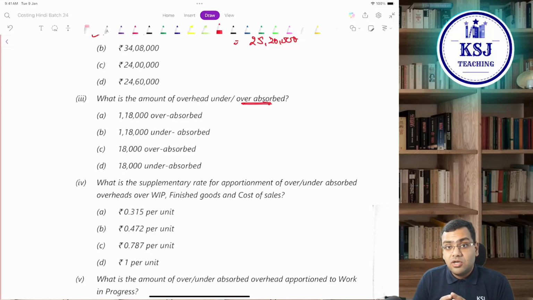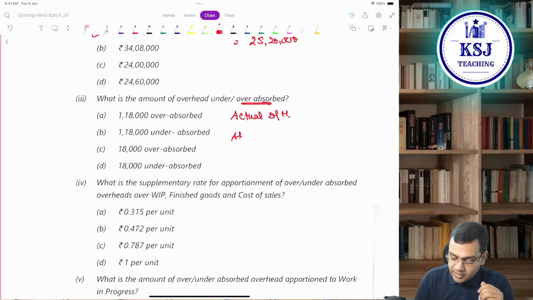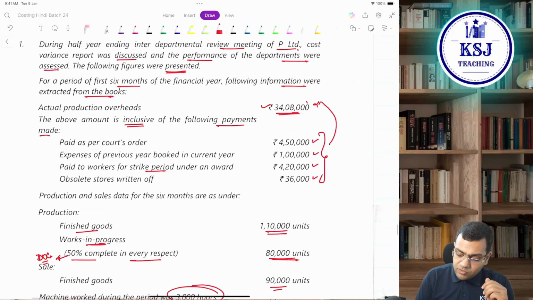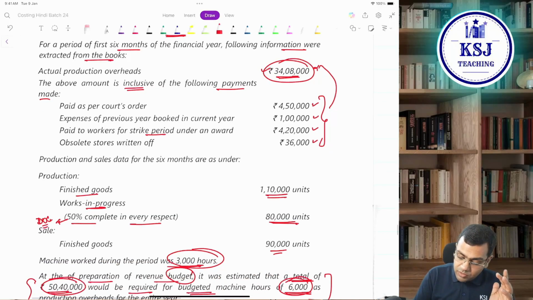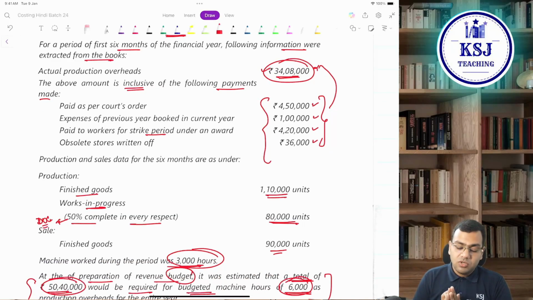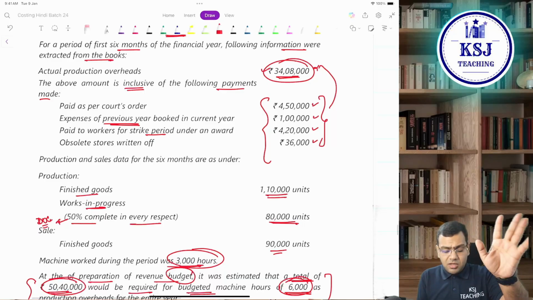Now, what is the amount of over or under absorbed overheads? To calculate the under or over absorbed overheads, one thing that you need is actual overheads. Second thing that you need is absorbed overheads. Absorbed overheads we have just calculated, that is 25 lakh 20,000. Now we will calculate the actual overheads. Sir, can we take 34 lakh 8,000 as actual overheads? No, we cannot take that. Why? Because when we are taking the actual overheads, we have to take related to the current period and related to the production. So you have to remove all these items from these actual overheads because this is related to the previous year, not relevant.